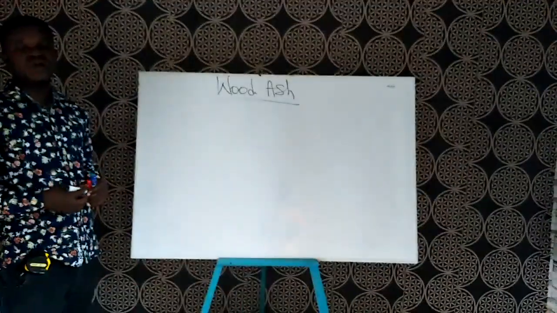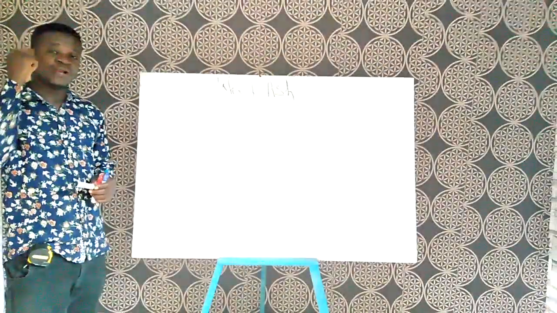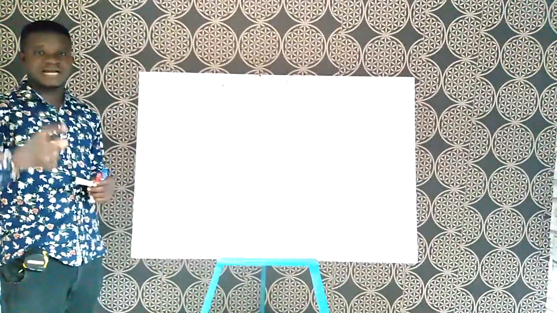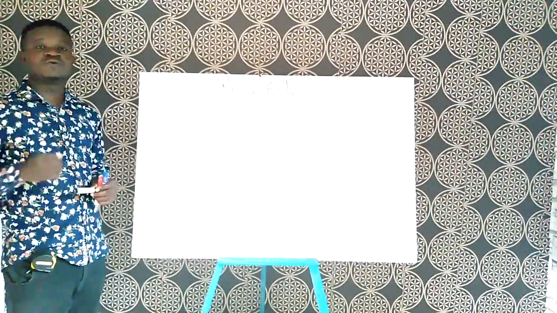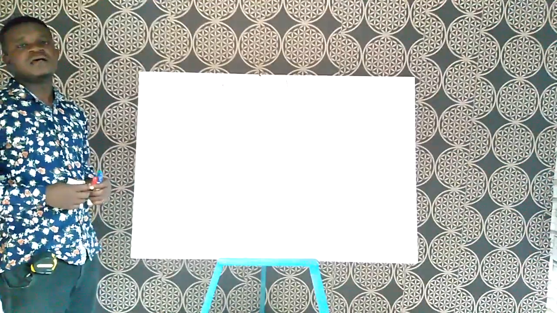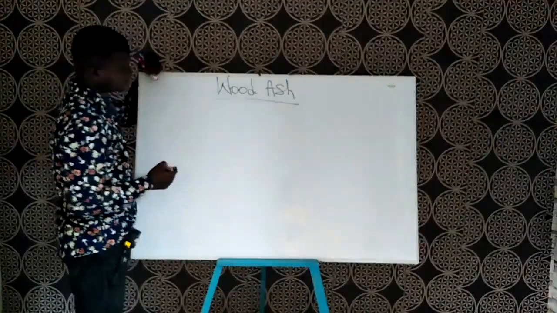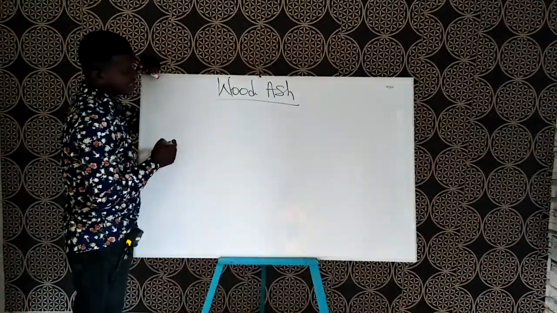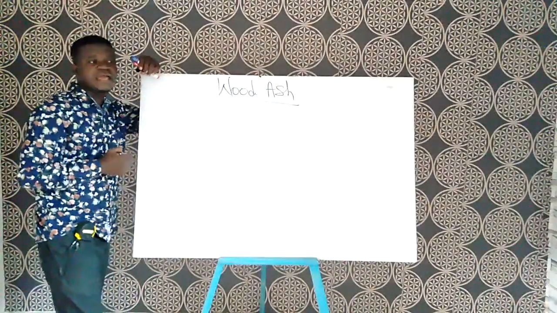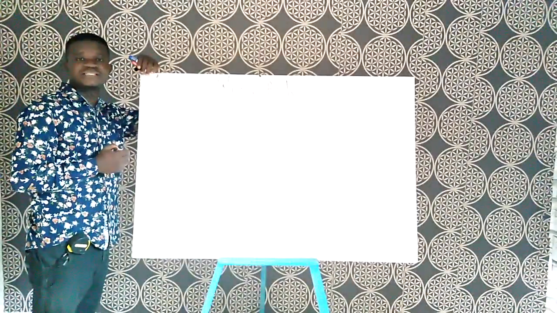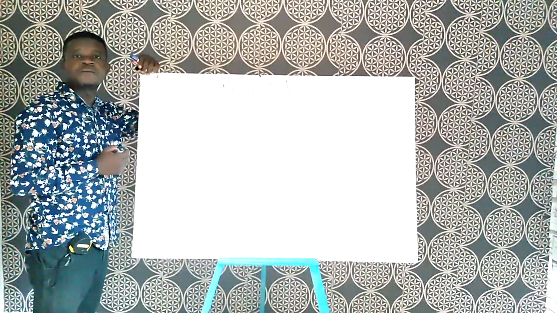So now, without wasting much time, let's look at the components inside wood ash. Aside from its bio-insecticidal property, let us look at the components. Wood ash, as I told you, is simply the end product or the powdery residue that we get from combustion or the burning of wood. These are the components.